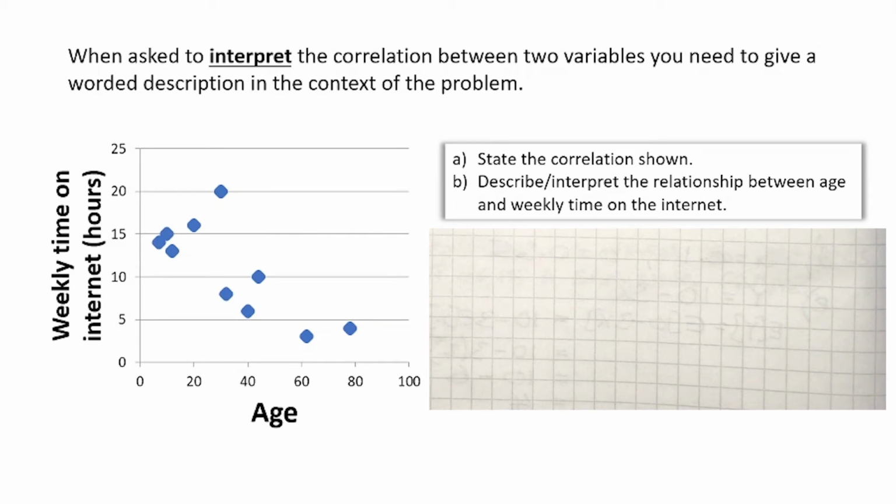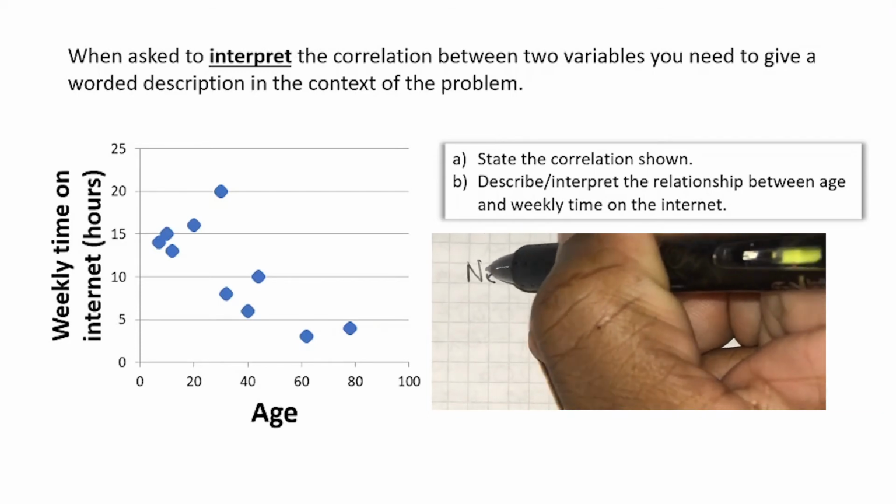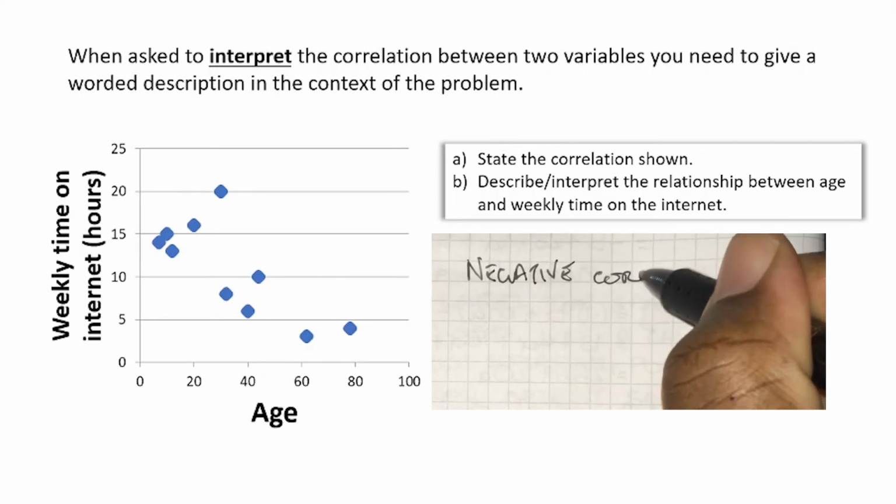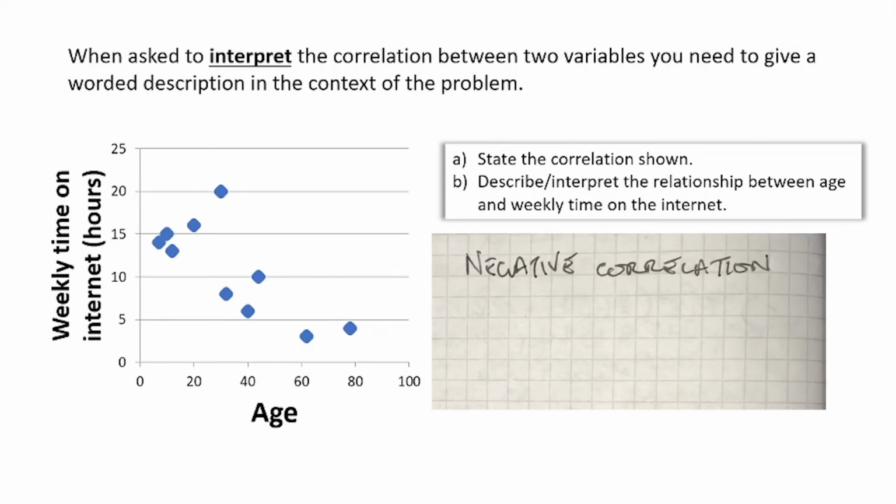Now, there are two specific types of correlation questions you might be asked, and it's important you look out for the command words. So the word in the question that tells you exactly what to do. One type is state. State merely wants you to tell us the type of correlation. So positive, negative, no correlation. You could add in the intensity, the strength of the correlation at this point as well.